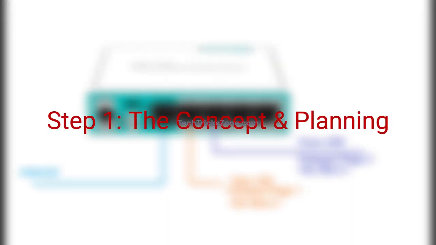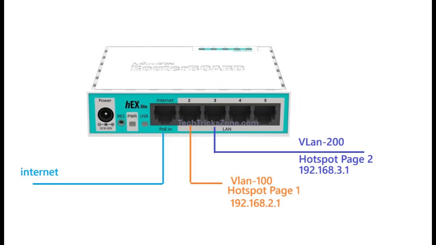Step 1. The concept and planning. First, let's understand the plan. We'll create separate virtual LANs, or VLANs, for each Ethernet port. Let's explain the diagram. As per the diagram, Ethernet 1, the Internet port, will be connected to the Internet router or modem. Ethernet 2 will be configured for VLAN 100 and IP address 192.168.2.1 for hotspot page 1. And Ethernet 3 will be configured for VLAN 200 with IP address 192.168.3.1 for hotspot login page number 2.